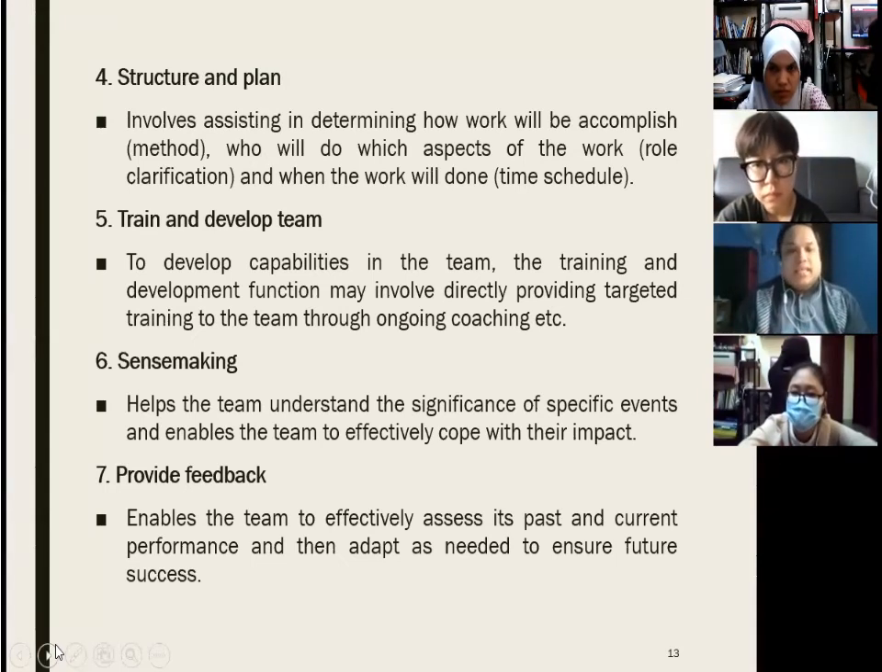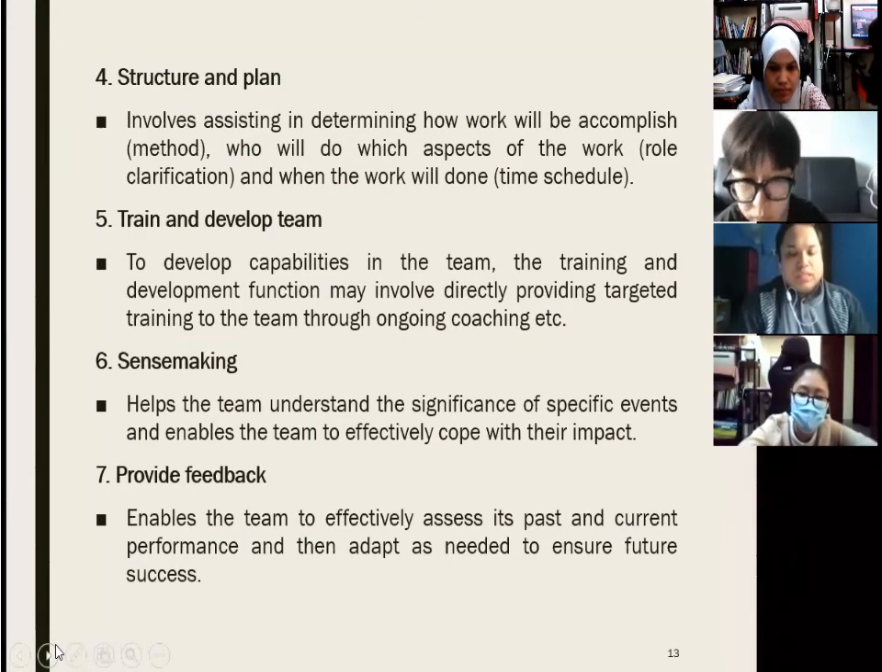Next is sense making. In general, sense making is the process by which people give meaning to their collective experience. It helps the team understand the significance of specific events and enables the team to effectively cope with their impact. It involves identifying essential environmental events, interpreting these events given the team's performance situation, and communicating this interpretation to the team.